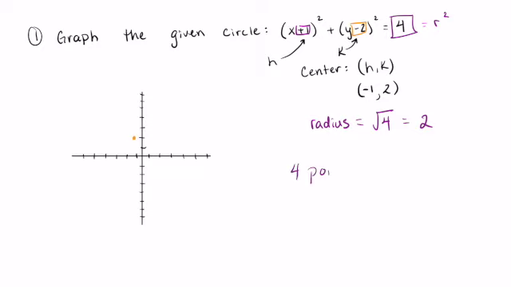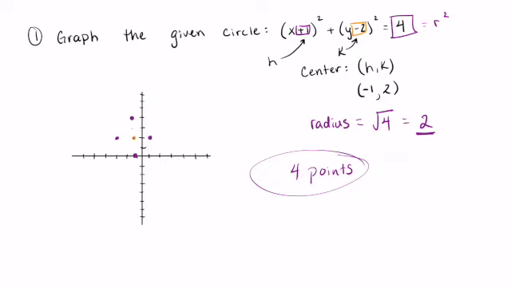So I have 4 points above, on either side, and below my center. I'm going to start at my center and count up 2: 1, 2. Start at my center and count down 2: 1, 2. Start at my center and count left 2: 1, 2. Start at my center and count 1, 2 to the right.